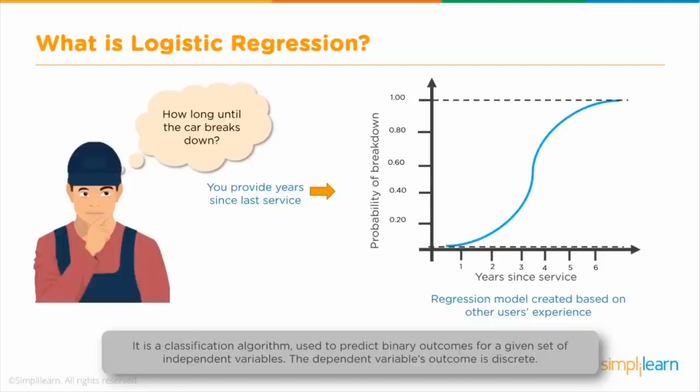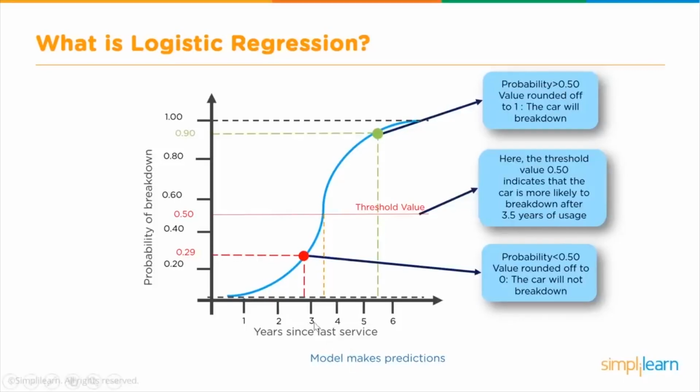So this is an example of an application of the classification algorithm. And we will see in a little more detail how exactly logistic regression is applied here. One more thing that needs to be added here is that the dependent variable's outcome is discrete. So if we are talking about whether the car is going to break down or not, that is a discrete value, the Y that we are talking about, the dependent variable. What we are looking at is whether the car is going to break down or not, yes or no. That is what we are talking about. So here the outcome is discrete and not a continuous value. So this is how the logistic regression curve looks.